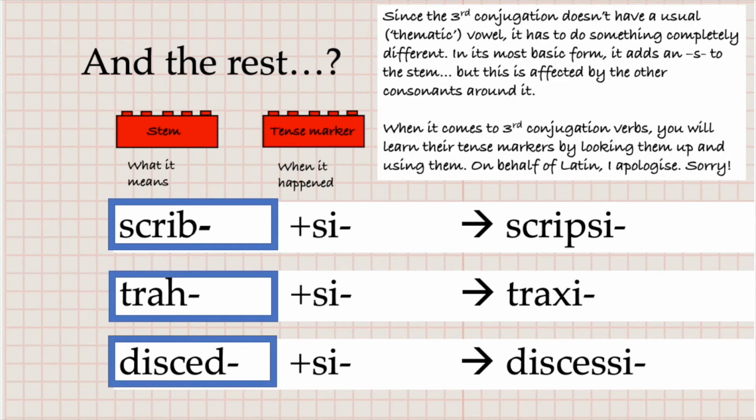And then we're left with the third conjugation. Since the third conjugation doesn't have a usual thematic vowel, it has to do something completely different. In its most basic form, it adds an s to the stem. But this is affected by the other consonants around it as well. So when it comes to third conjugation verbs, you'll basically just need to learn their tense marker. I do sincerely apologise on behalf of the whole of the Latin language for this. Look at the examples, think about them.